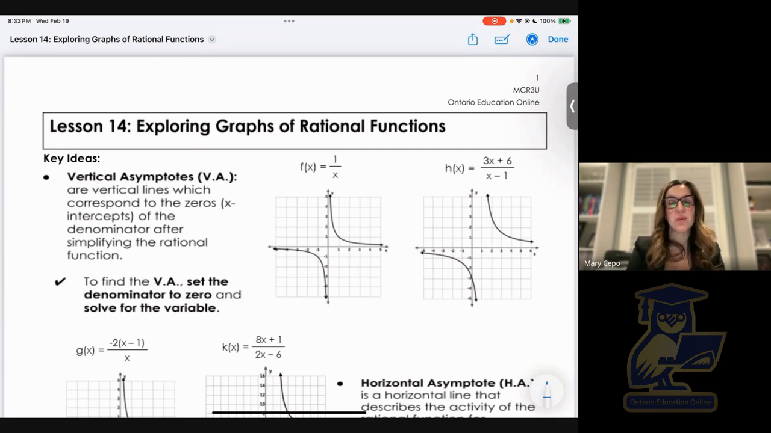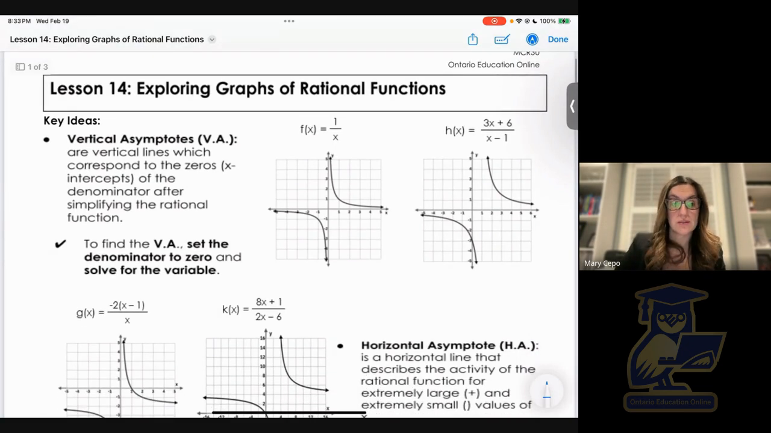In this lesson, we will explore the characteristics of graphs of rational functions and analyze their behaviors. Now, when we explore graphs of rational functions, there are certain behaviors and properties that we want to bring to your attention. One of the key ideas we're going to be exploring are vertical asymptotes.